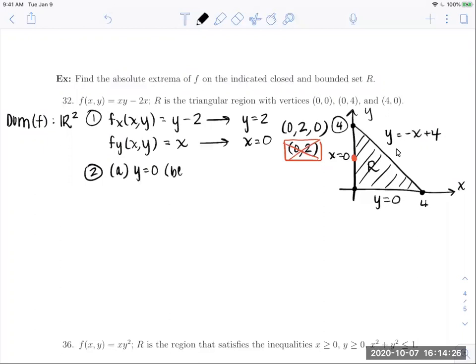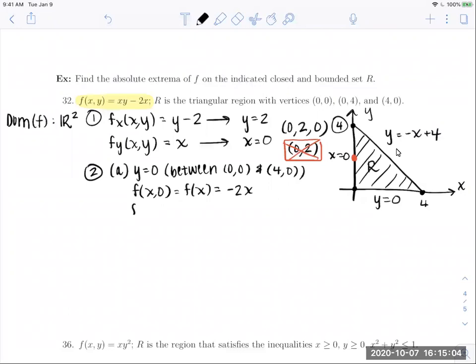So in other words, we're looking at the points between (0, 0) and (4, 0). All right, so what I'm going to do is plug y equals 0 into my original function. What that's going to do is reduce it from a two-variable function to a single variable function. So f of (x, 0), I'm just going to reduce it to f of x. That gives me -2x. All right. And so now I want to optimize this function just like I did in Calc 1.